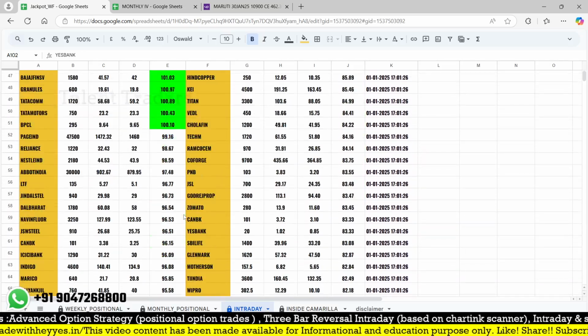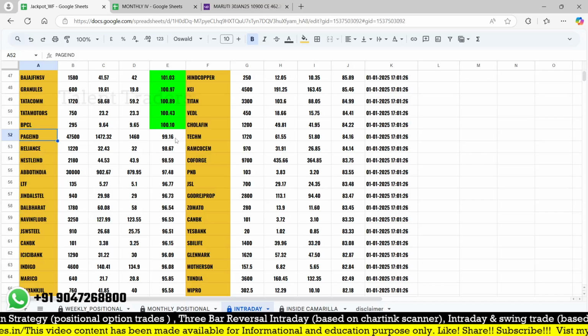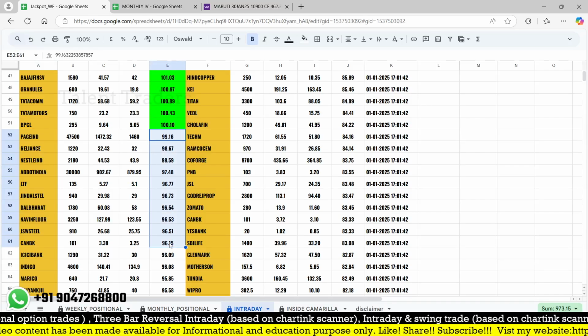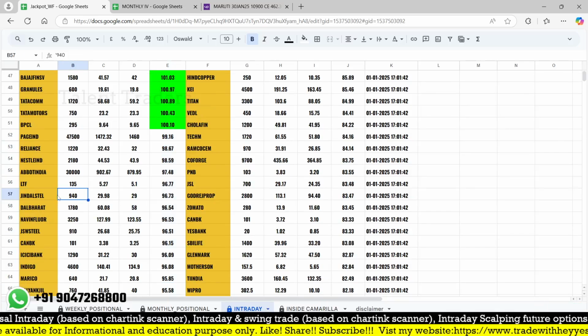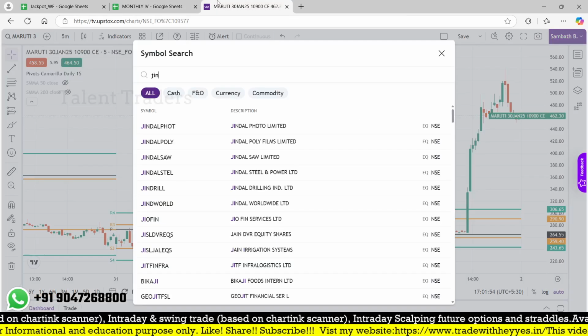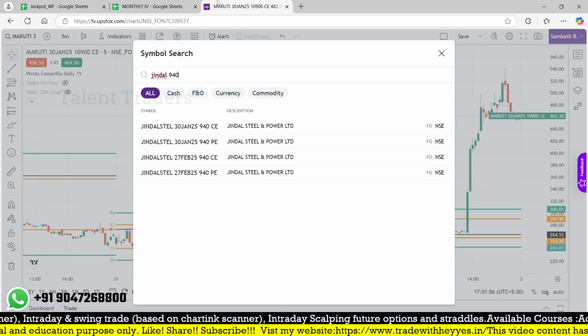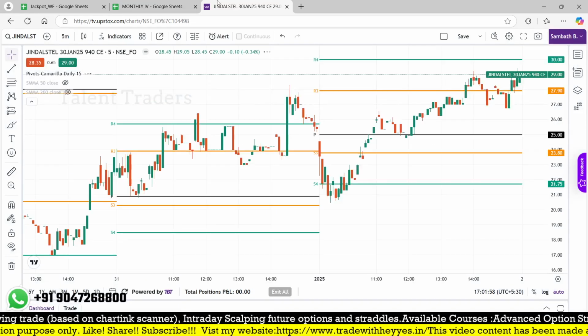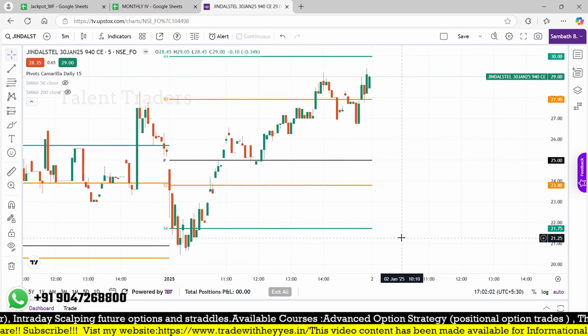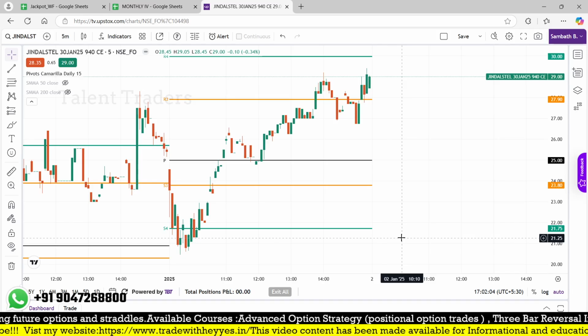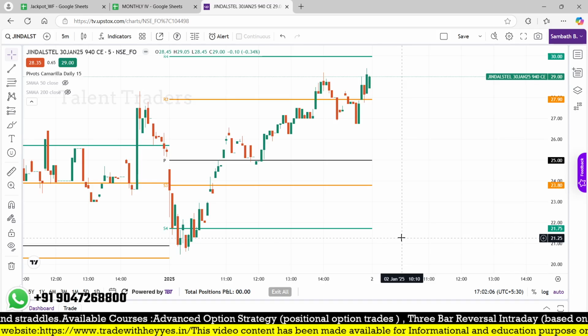So how do I find a new breakout opportunity? I will be looking for options priced less than 100. From these, I should focus on a good liquid one. For example, Jindal Steel 940 call option. Let me check Jindal 940. If it is already triggered, I should ignore it, and if it is not triggered, then you can look at it, it is nearing the breakout. So I should add it to my watch list and track the stock, and when it breaks out, I can go for it.